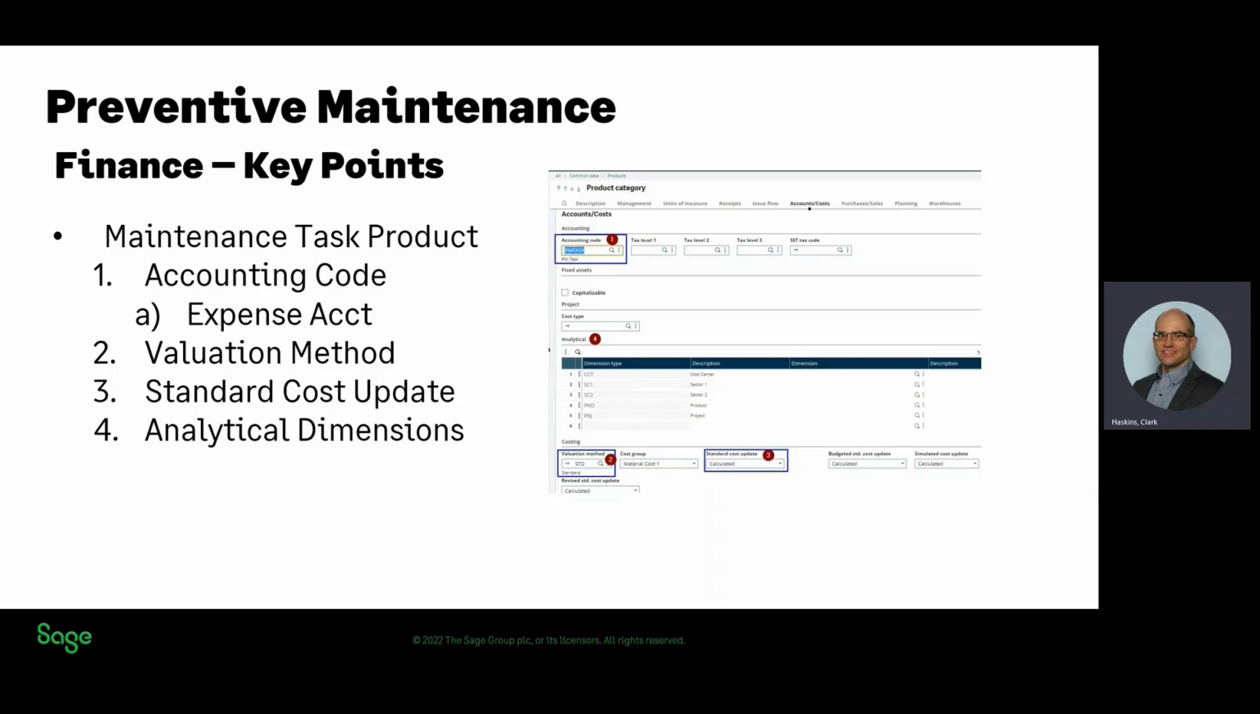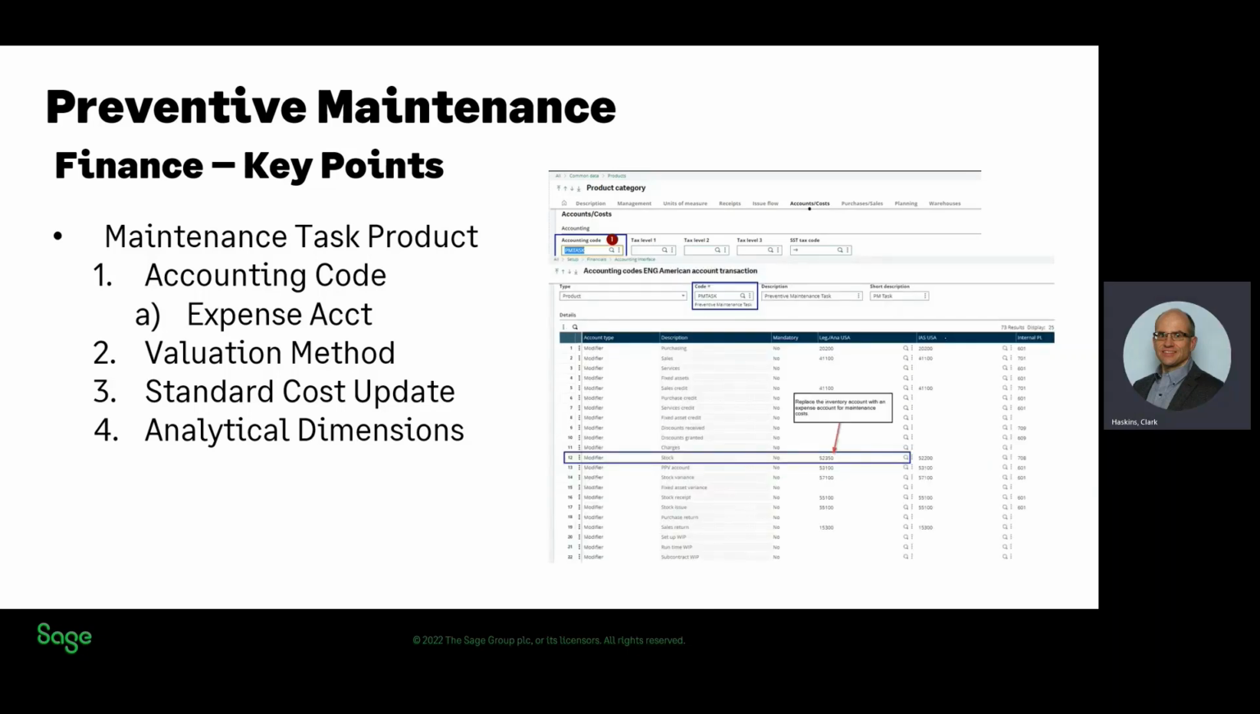Remember, the maintenance task product is not stock managed. If we look at the account cost tab, a new accounting code needs to be created. Let's drill down. In that accounting code, typically an inventory account is used in line 12 stock. For preventive maintenance, we want to apply a maintenance expense account. This may need to be created. This will allow the costs from the job ticket to roll up to an expense account.